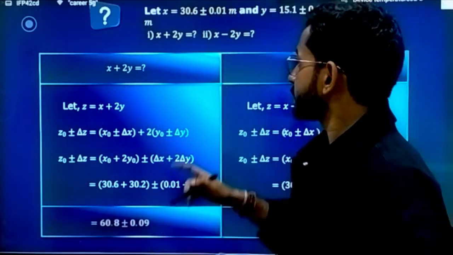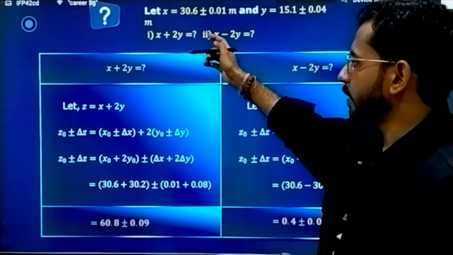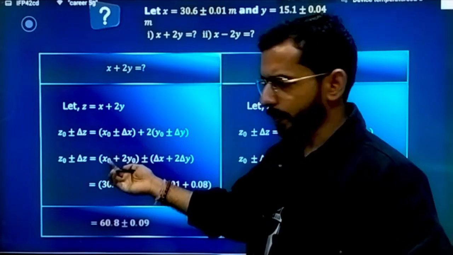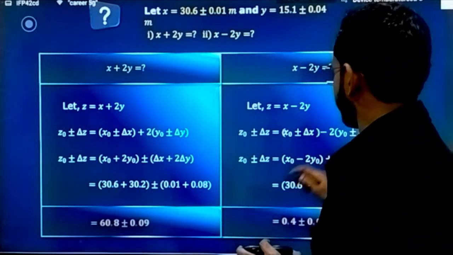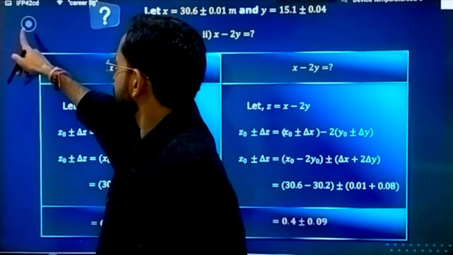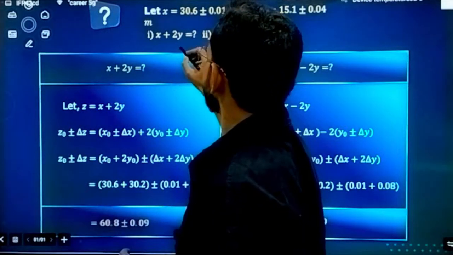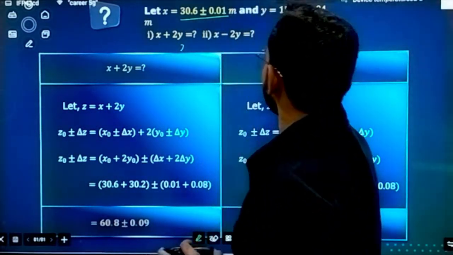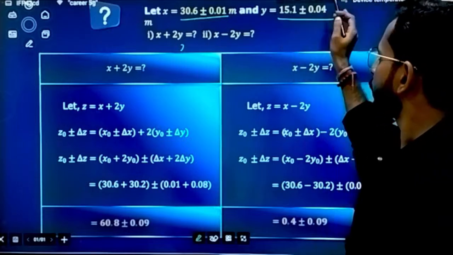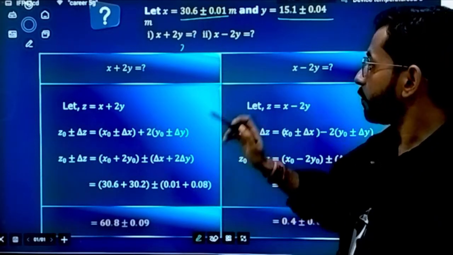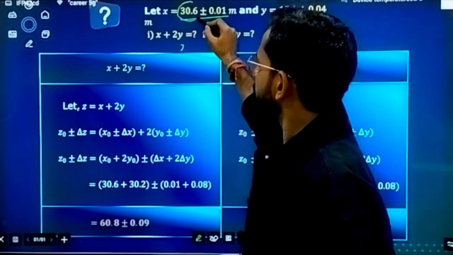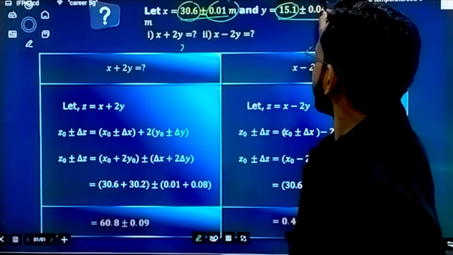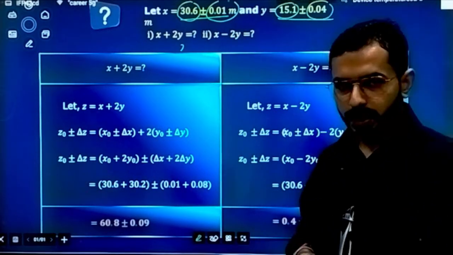Okay, see, let's suppose you are having x plus 2y. Just calculate the value part normally. For example, if I take the first example, let's suppose x is given as 30.6 plus minus 0.01, and y is given as 15.1 plus minus 0.04. What I've told you is that this is the absolute numerical value, and this is the error portion. Correct?